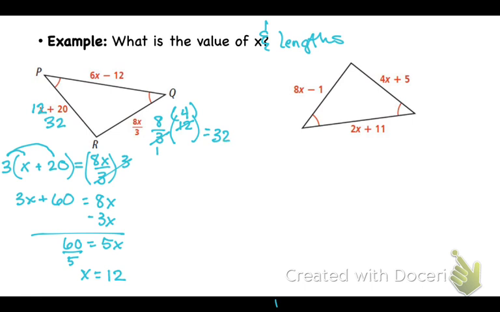You take 180 minus 60? No, you do not. Not for sides. Okay, so we plug in 12. So I have 6 times 12 minus 12. What's 6 times 12? 72. Life is much easier when we know our multiplication facts, correct? Minus 12 is 60.